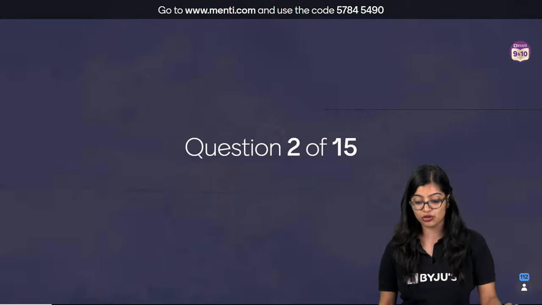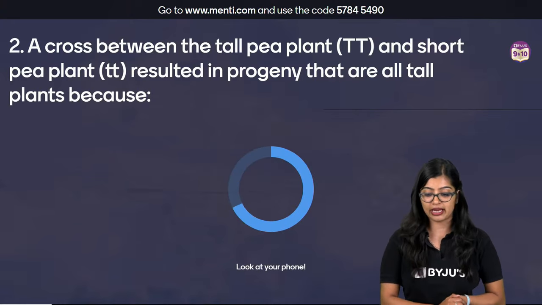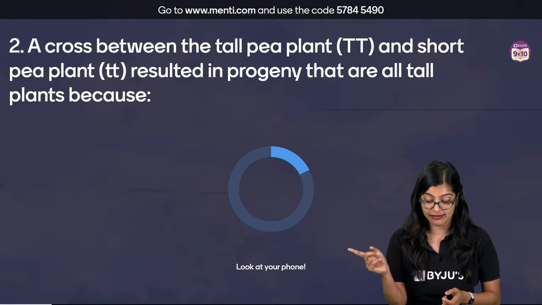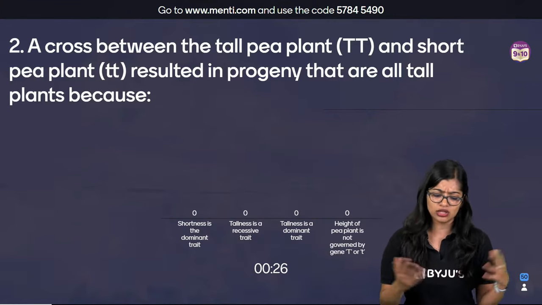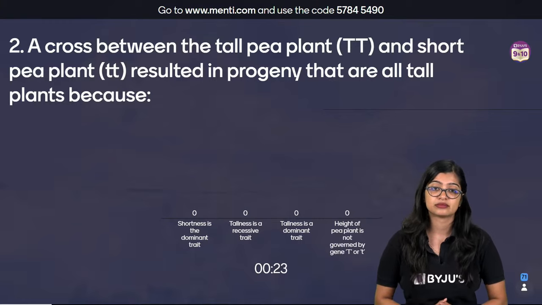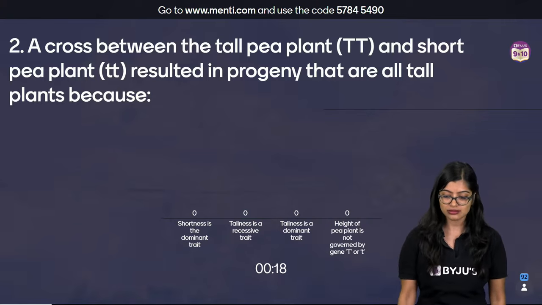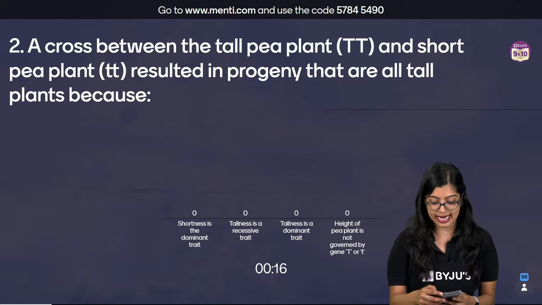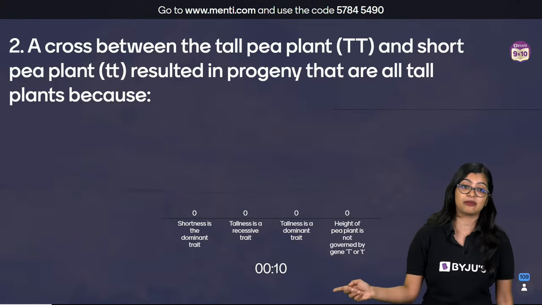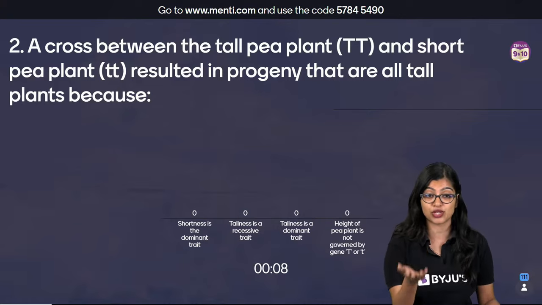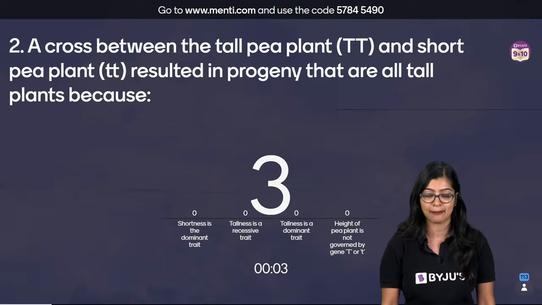Now moving on to question number two, everybody, on your screens now. A cross between a tall pea plant, genotype is given in bracket, and a short pea plant resulted in progeny that are all tall because of what reason? Super duper easy. Read the statement. Now don't be in a hurry to just finish answering. These are how your MCQs will come, right? Your objective questions in your exam are going to come in this manner. And if you rush and write the answer, this is not going to happen, right?